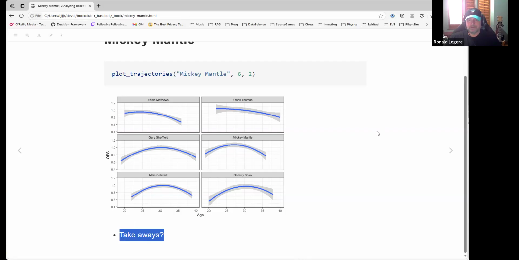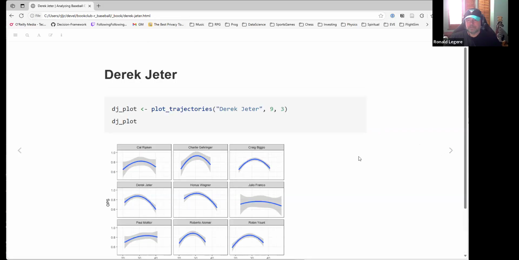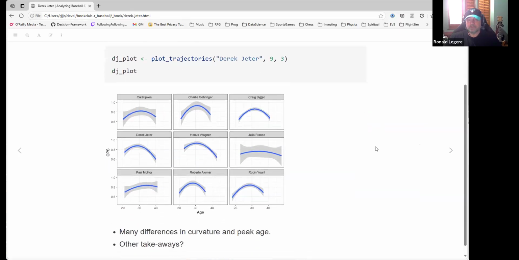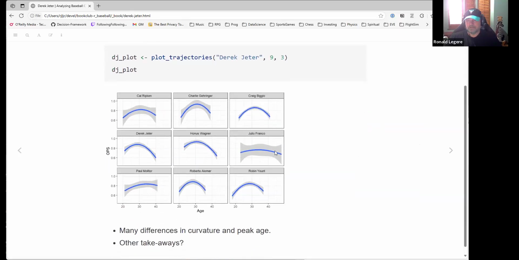Anyone else? I guess I could also look at the other possibility, which is Derek Jeter. Here are players that are similar to Derek Jeter. And this guy had a much flatter career. Not that great on OPS, I guess, compared to these other guys.